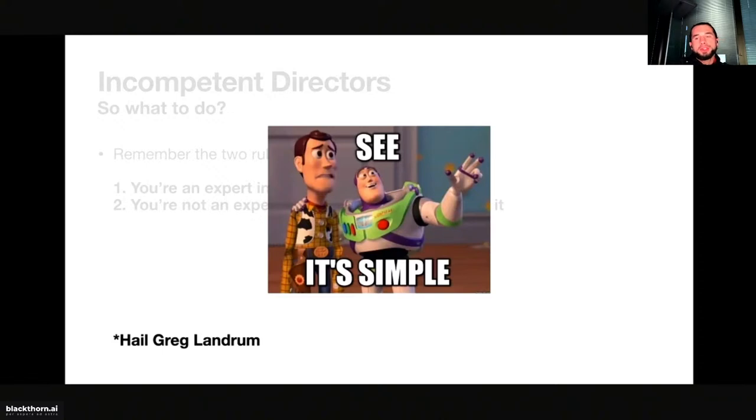See, I mentioned Greg Landrum here because this is a brilliant example of a genius who was both competent in chemistry, like a god, and in software development. And he created an amazing thing, RDKit, which we all use and love.